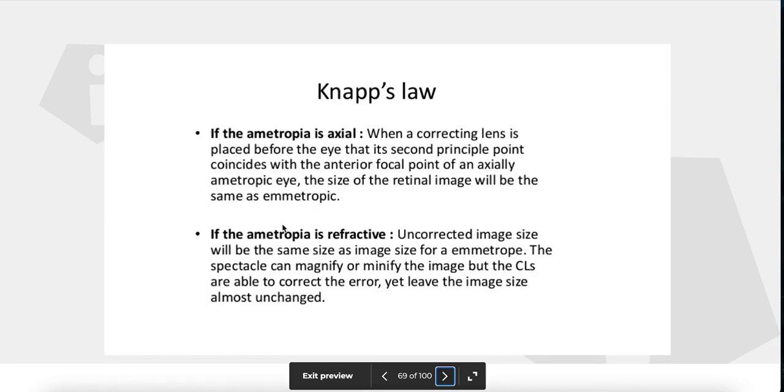But if a patient has refractive myopia or refractive hypermetropia, in this case the uncorrected image size will be the same as the emmetropic image size. But the problem is with correction. If we put spectacles, then the spectacle will cause either magnification for plus lenses or minification of the image with minus lenses. But the contact lens has a less pronounced effect. It will cause less magnification and less minification. That's why it is better to correct refractive myopia or hypermetropia with contact lenses, which will cause the minimal aniseikonia, or make the image size almost unchanged.